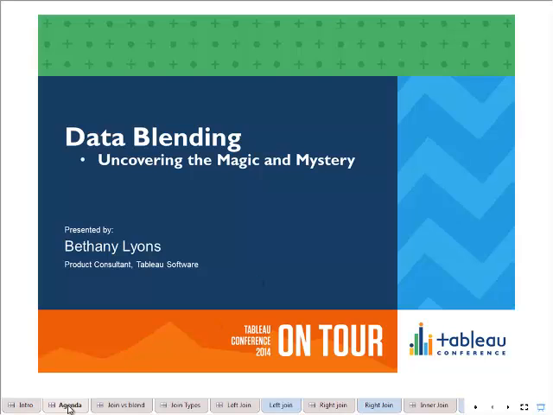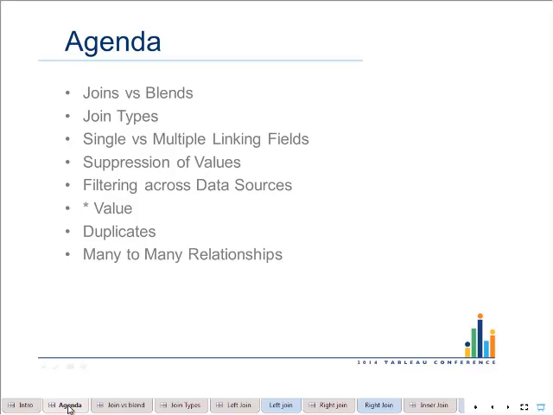As an agenda, first we'll talk about the difference between joins versus blends, and then different types of joins and how those relate to blending. Then we'll start with a simple case of having a single linking field between two data sources, and then look at what happens when we've got multiple linking fields, and how multiple linking fields can lead to the suppression of values in your secondary data source, and what happens when filtering across data sources.